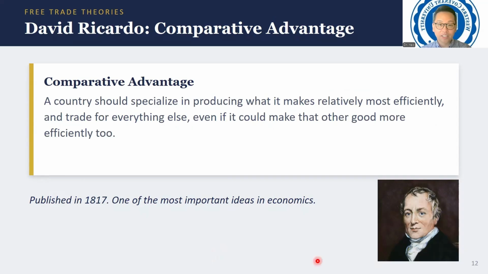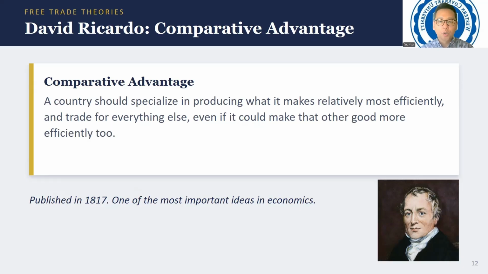In 1817, David Ricardo took this idea one giant step further with his theory of comparative advantage. Ricardo's insight was surprising, and it's still considered one of the most important ideas in all of economics. He showed that a country should specialize in what it produces relatively most efficiently. Relatively is one key word. And trade for everything else.